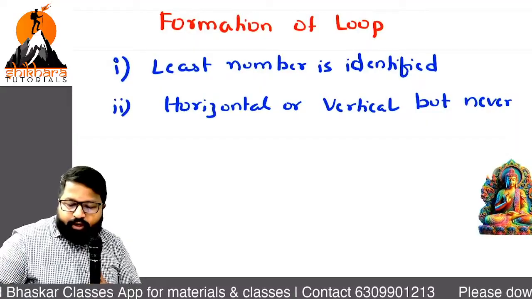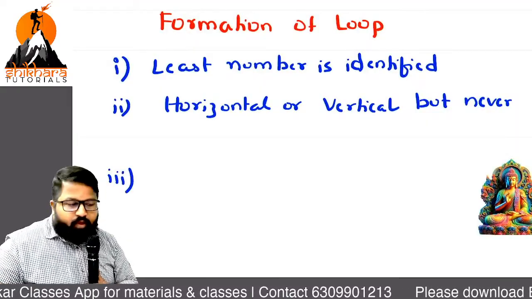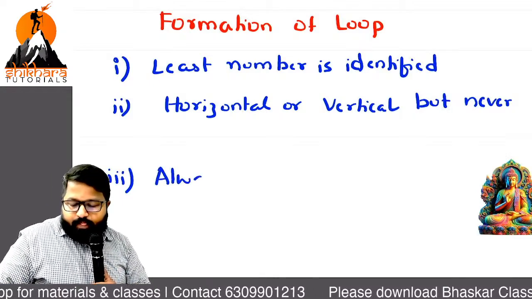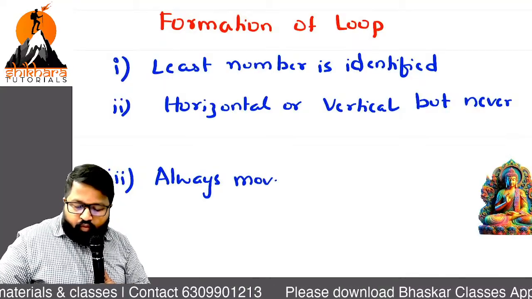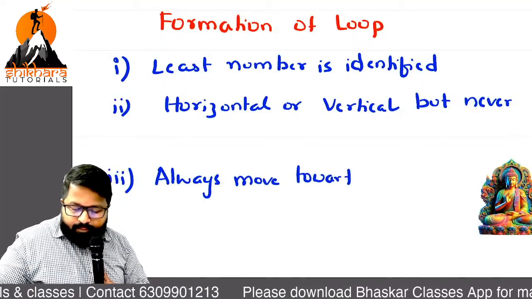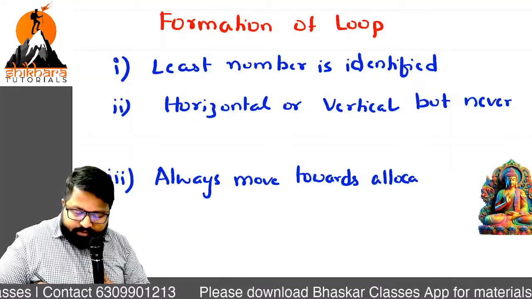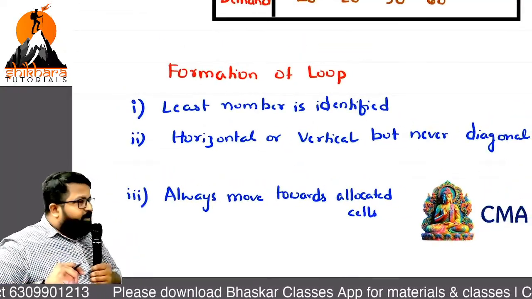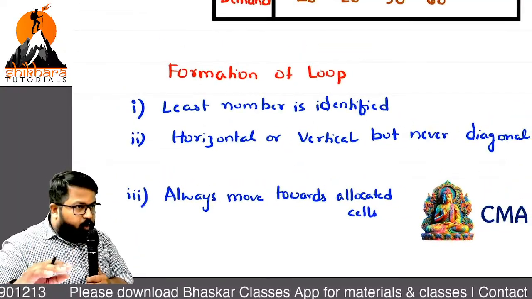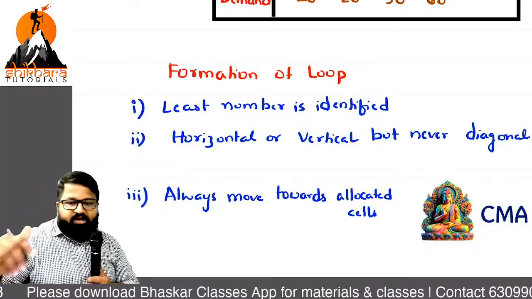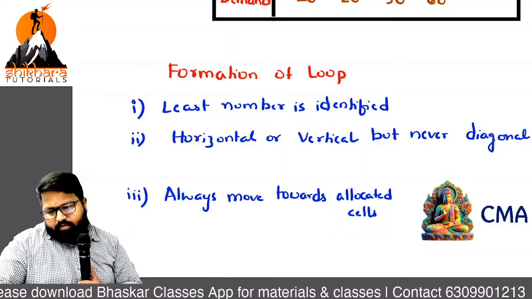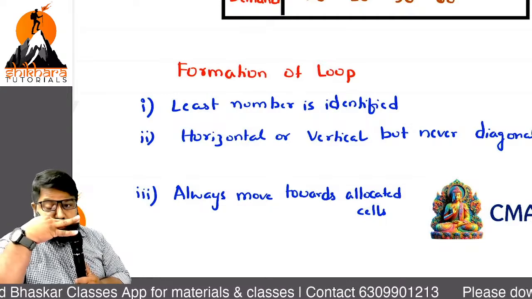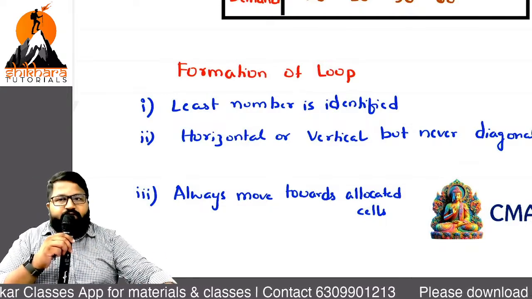And the third point: always move towards allocated cells. Is the third point clear, ma? Sir, whatever we have written now, we shall follow in the table. Shall we? Are the 3 points done by everyone, ma? If 3 points are done, we shall go with the process.